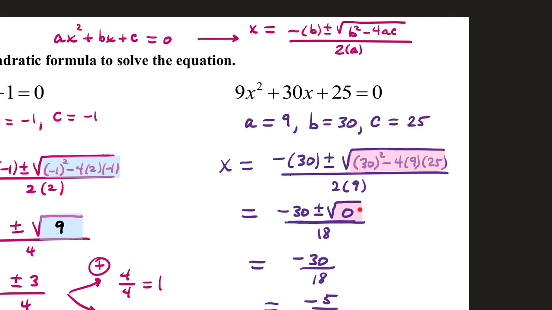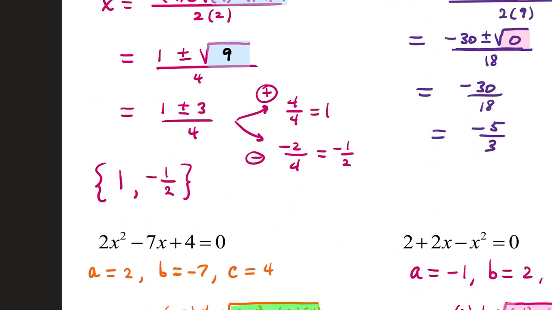Remember, when our discriminant is 0, we only expect one answer. Using the quadratic formula, the square root of 0 is 0. 18 is our denominator, and because that goes away, the plus or minus goes with it. Negative 30 over 18 reduces to negative 5/3. That's only one solution to that equation.